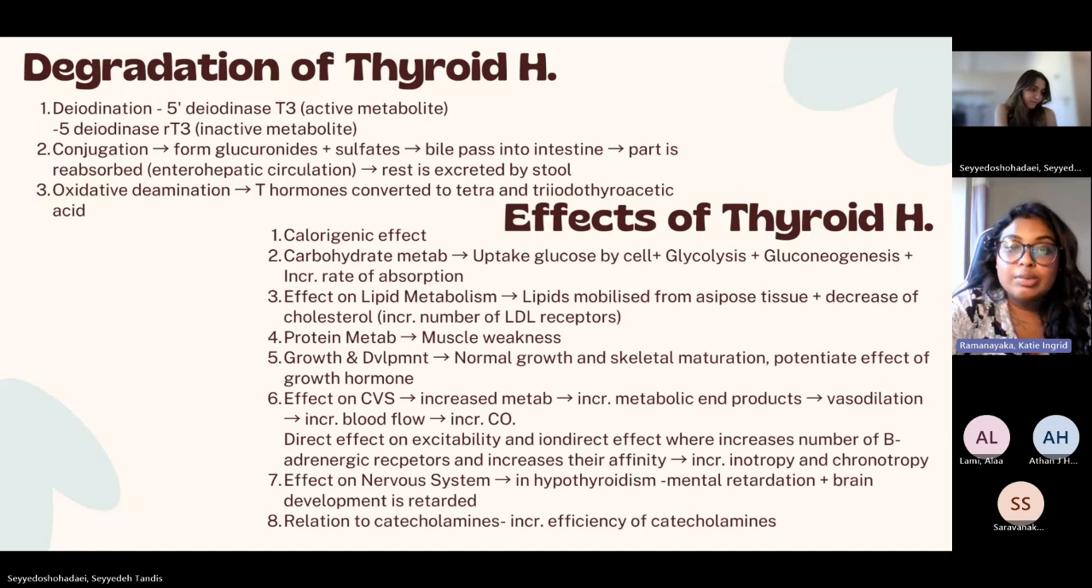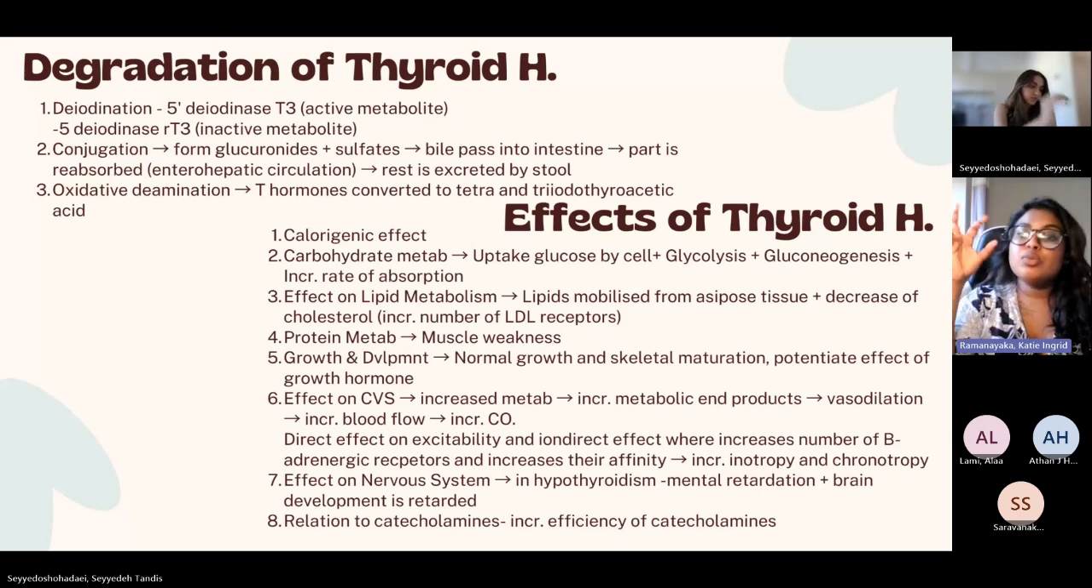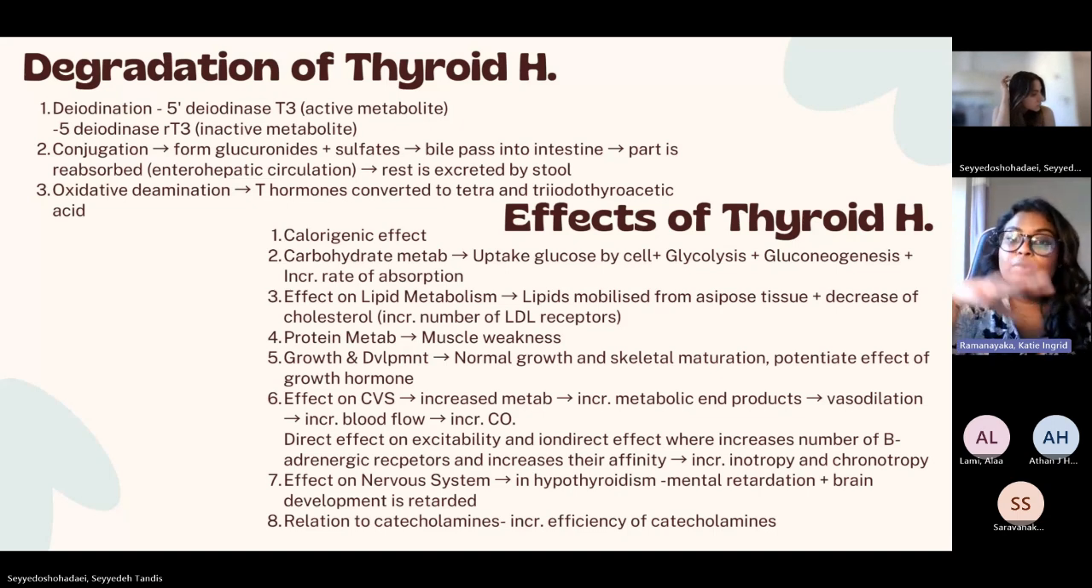It has an effect on lipid metabolism, where lipids are moved out of the adipose tissue, and there's a decrease of cholesterol level, which is beneficial for the body. And for proteins, it breaks down proteins, so it causes muscle weakness. For growth and development, thyroid hormones are needed for normal growth and skeletal maturation. It has a potentiative effect on growth hormone. So growth hormone obviously allows growth and development, and thyroid hormone is able to help it.